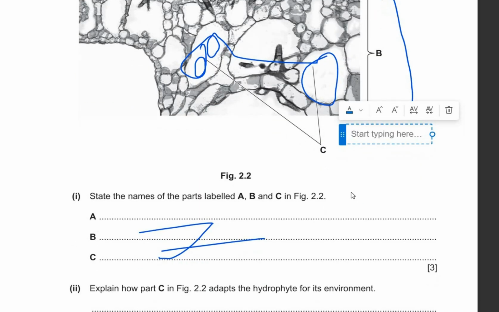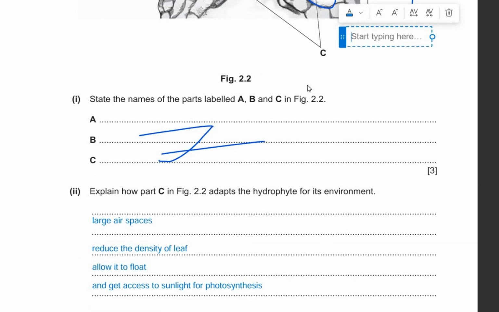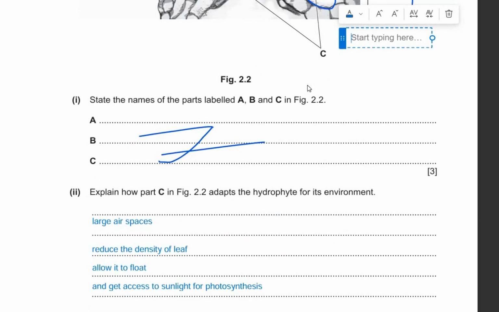Correct? So part 2 says explain how part C in 2.2 adapts the hydrophyte for its environment. Part C is air spaces. The air spaces are very large, right? So they reduce the density of the leaf, meaning they provide buoyancy in the body of the leaf, which enables the leaf to float on the surface of the water and to get access to a large amount of sunlight over the top of the water for photosynthesis, right? So that is the use of the air spaces. I have written the answer over here to have this explained.